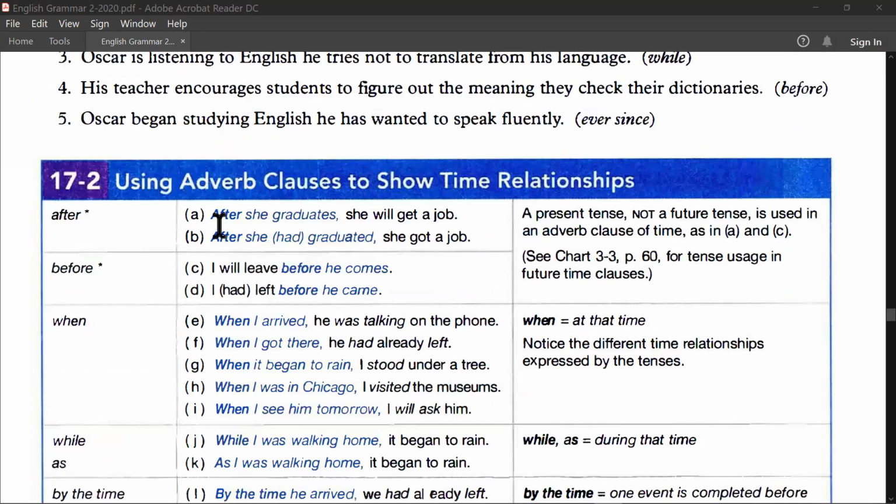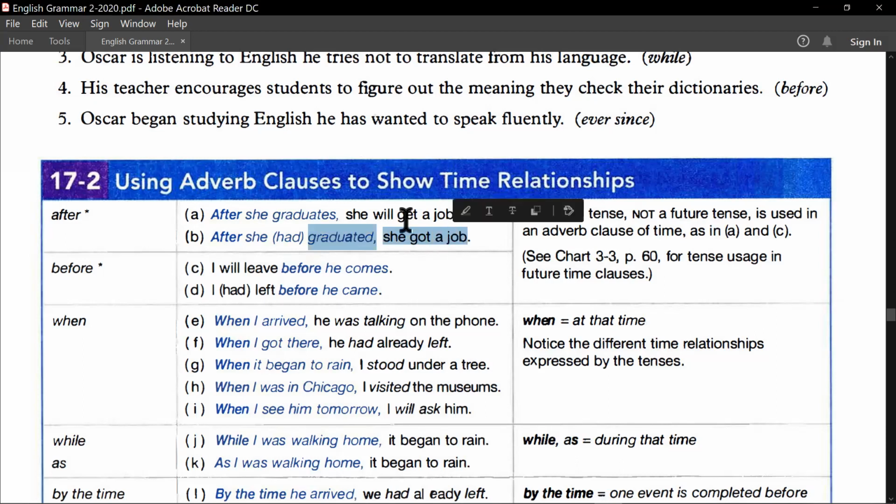After. What does it say about after? After she graduates, she will get a job. After she had graduated, she got a job. We notice that we can use after and before to talk about both future and past events. Notice with me. Let's go to Word.